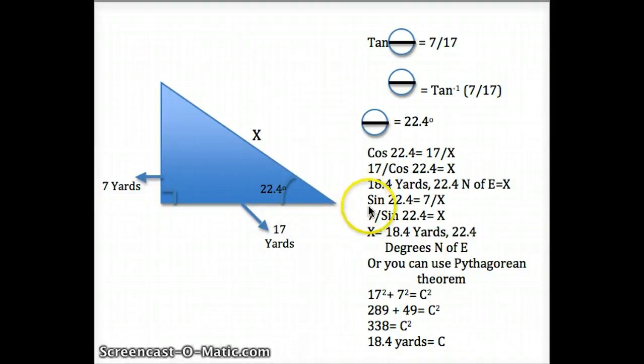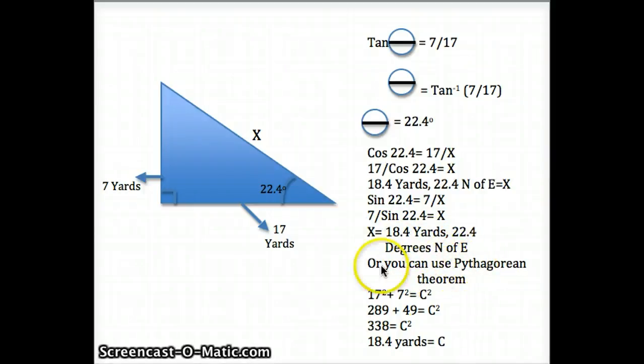And now let's go on to sine. The sine of 22.4 degrees would equal 7, the opposite, over x being the hypotenuse. So it would be opposite over hypotenuse. Once you simplify that, you would get 7 divided by the sine of 22.4 would equal x. Now, once you simplify that, x would equal also 18.4 yards and 22.4 degrees north of east.